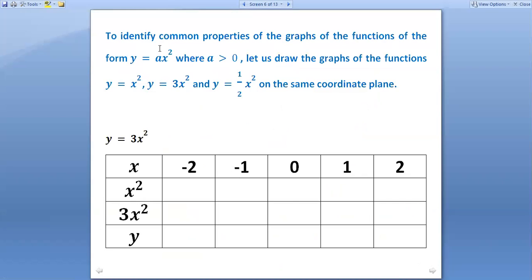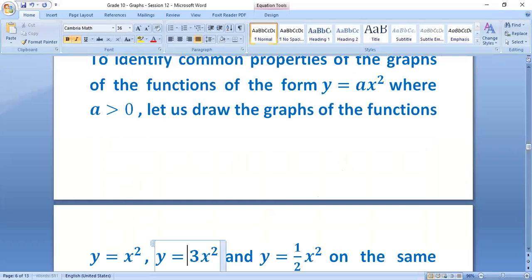Okay, now to identify some common properties of the graphs of the functions of the form y equals ax squared, where a is a positive number, let us draw two more graphs on the same Cartesian plane on which we drew the graph of the function y equals x squared. Here I have selected another two functions, y equals 3x squared and y equals half x squared. First, we have to complete these tables before we plot the points.